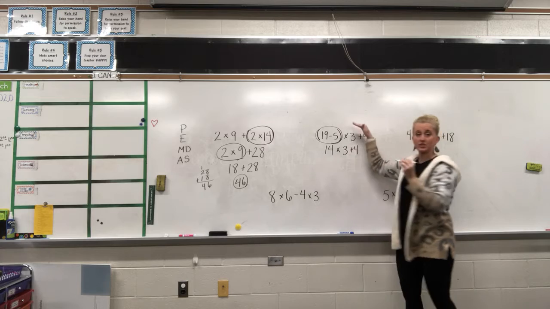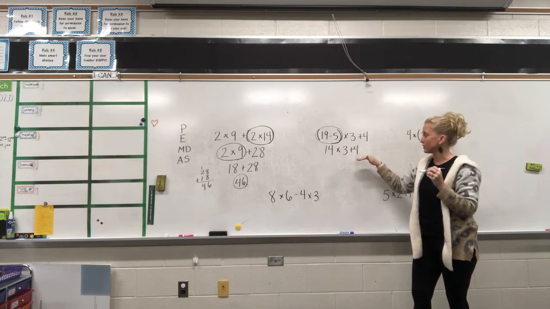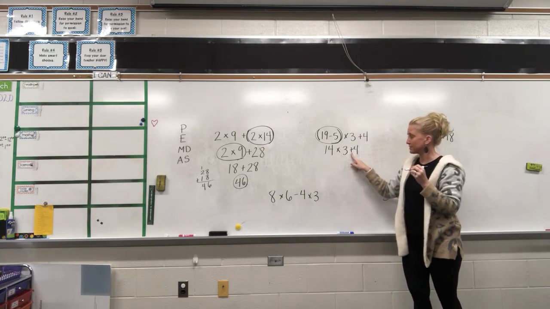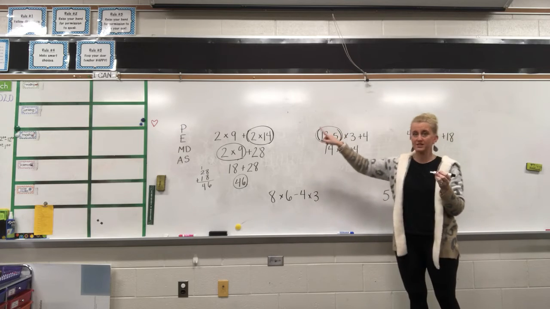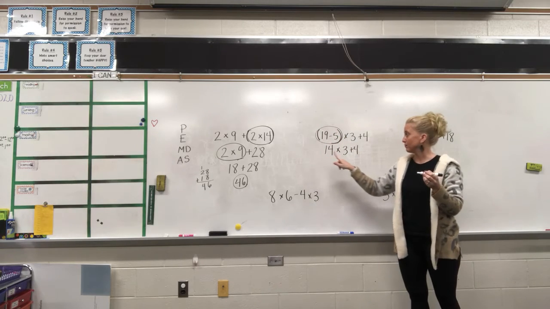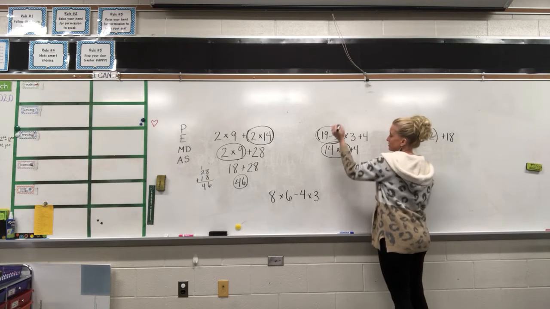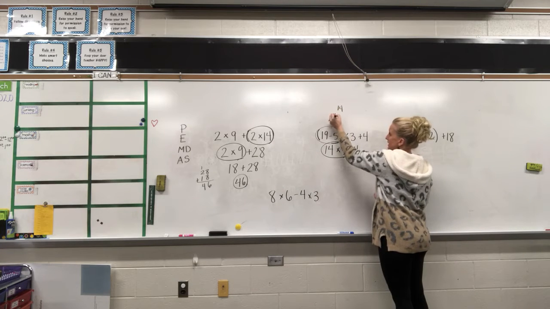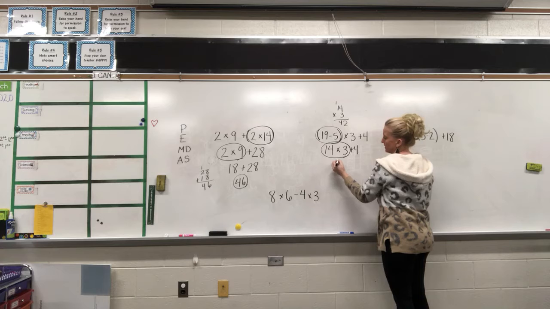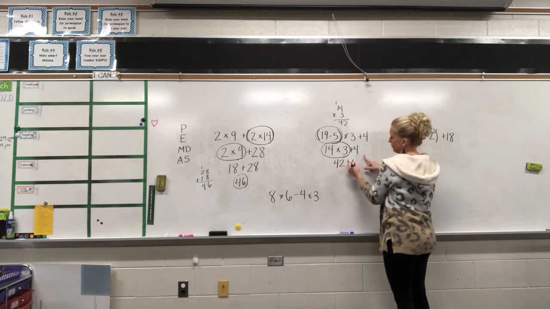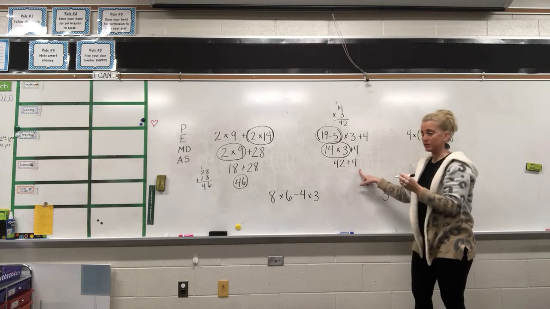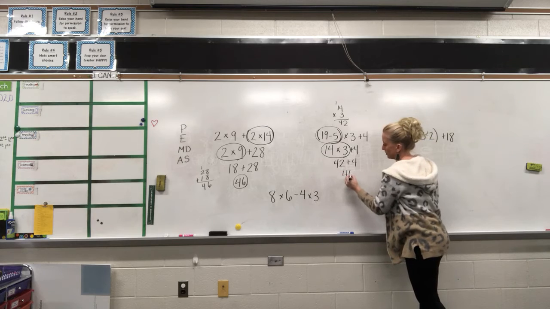So I like to just keep writing out the problem as I go down. Then I've got a times and a plus. When I think about my please excuse my dear Aunt Sally, times is going to go first. So I'm going to do my 14 times 3. I'm just going to write it up here, 14 times 3. 3 times 4 is 12. 3 times 1 is 3. So that's going to be 42 plus 4. And I can do 42 plus 4 in my head. That's going to be a total of 46.